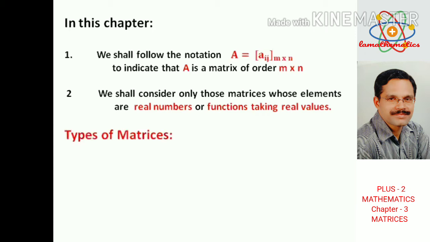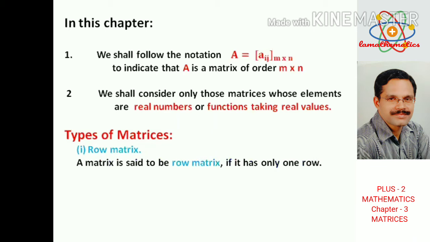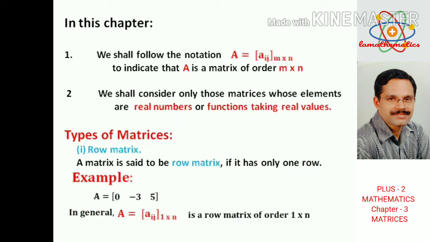Now, types of matrices. First type, row matrix. A matrix is said to be a row matrix if it has only one row. ഒരേ ഒരു റോ ഉള്ള മാട്രിക്സിനെയാണ് റോ മാട്രിക്സ് എന്ന് പറയുന്നത്. Example, capital A equal to matrix 0, -3, 5. That is, in general, capital A equal to Aij, 1 by n. 1 by n എന്നതിന്റെ അർത്ഥം 1 row and n columns, is a row matrix of order 1 by n.